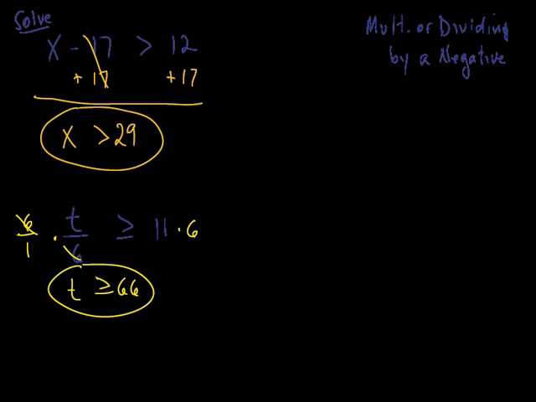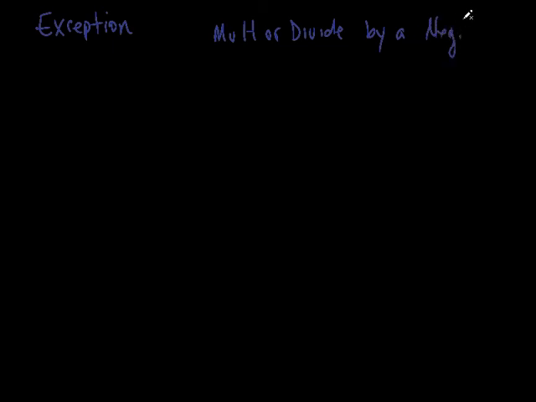Now we're going to get into the exception part. All right, remember, what was our exception? Our exception was if we multiply or divide by a negative number. All right, I'll just put that. So let's see what we have right here. Here's the problem. Negative 5c is greater than 30, and we have to solve for this.